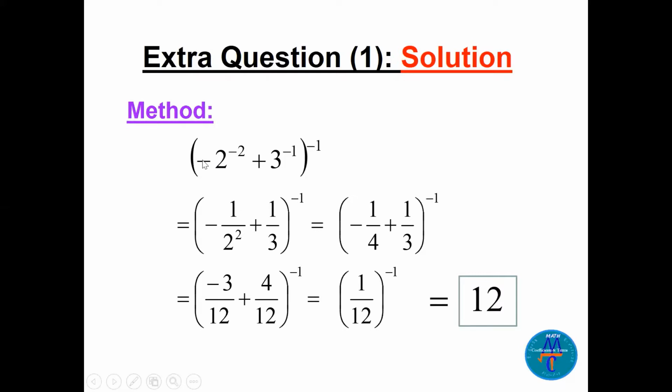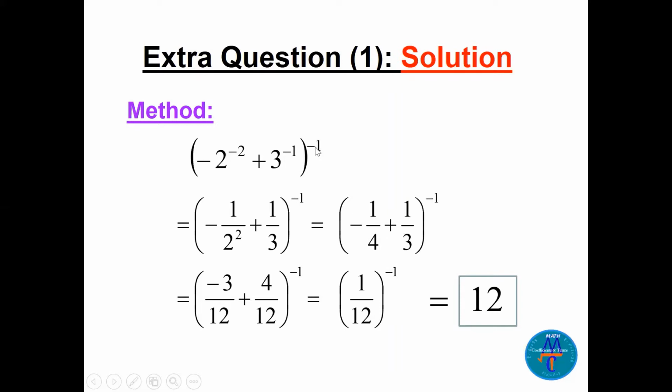Okay, let's see. I leave this minus. 2 to the power minus 2 is 1 over 2 squared. 3 to the power minus 1 is 1 over 3. This is 4. So minus 1 over 4 plus 1 over 3. Again, we need to add the fractions.